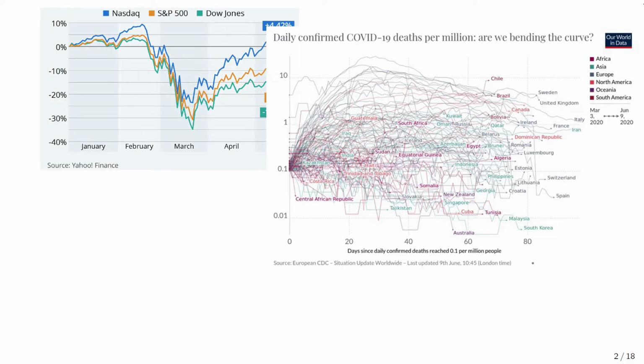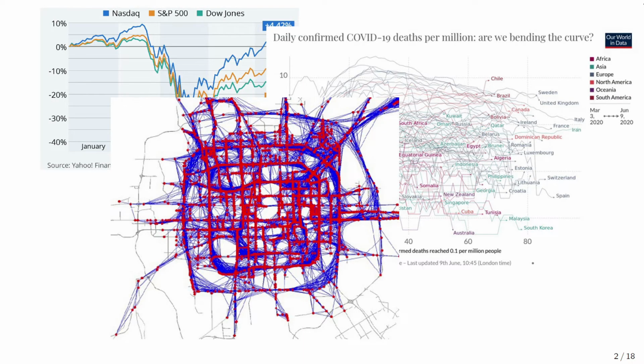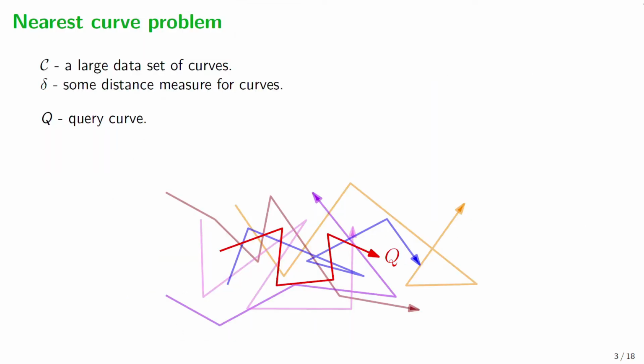Assume you have a massive dataset of curves. Now you want to arrange them in some data structure such that given a query curve, you can quickly find the closest curve from your input set. Let's denote our dataset by C. Let delta be some distance measure for curves, and Q denotes a query curve. In the nearest neighbor problem, our goal is to pre-process the set C such that, given a query Q, we can return the input curve P star, which is the closest to Q.